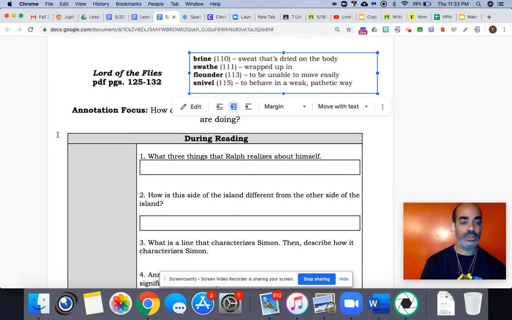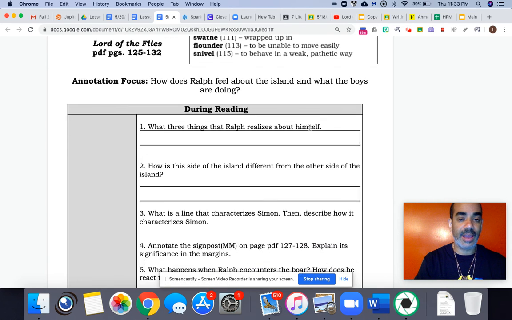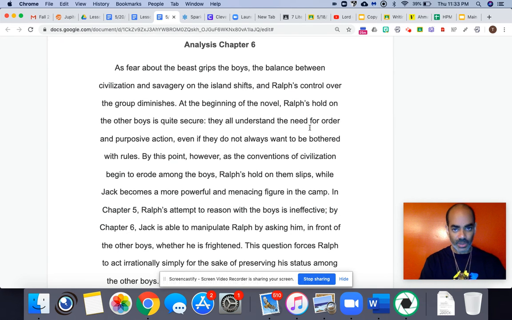Our annotation focus. Get this out of the way. How does Ralph feel about the island and what the boys are doing? Okay, so we're looking at what's going on in this particular section of the reading and how Ralph feels about it. Just a review of chapter 6 so that we can get a framework of where we're going.